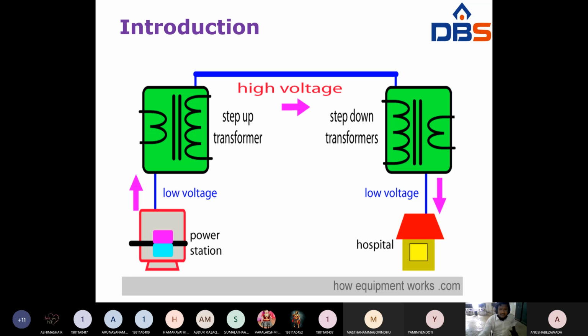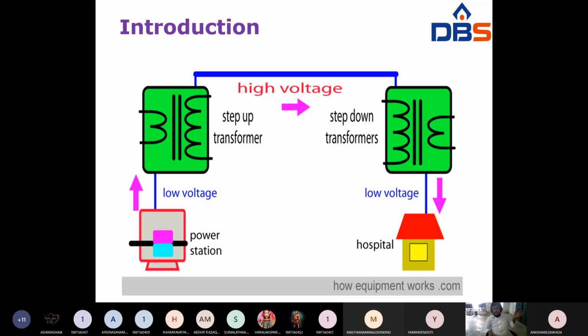Look at the figure. The winding connected directly to the power station, that is the supply system, is known as the primary winding. This low voltage may be stepped up to high voltage. That's why this is a step up transformer. The transformer located at the powerhouse is a step up transformer. The transformer located near our houses is a step down transformer. Why? Because the generating station is far away from our houses.